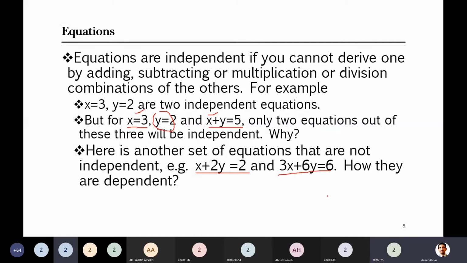Both equations are the same. This is simply one equation. This is simply one equation. The first equation is actually multiplied by 3 and you get the second equation. So due to this, they are not independent, they are dependent equations.